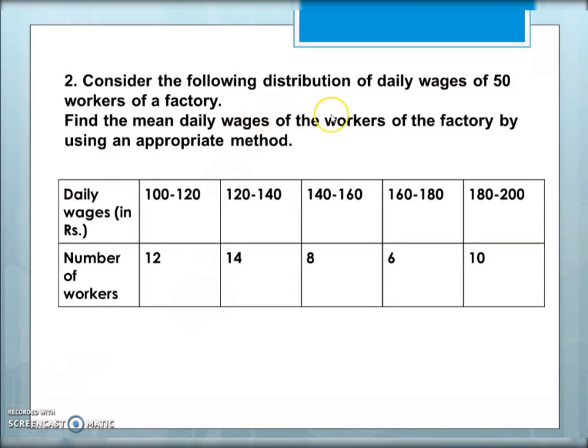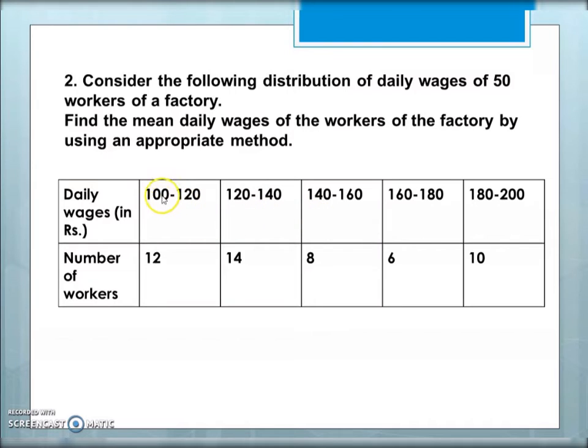So this is the second problem of the exercise. Consider the following distribution of daily wages of certain workers in the factory. You have to find the mean daily wages. Now the class intervals are given to you and class size here is 20. So you will first find out xi, that is the midpoint of the class intervals.